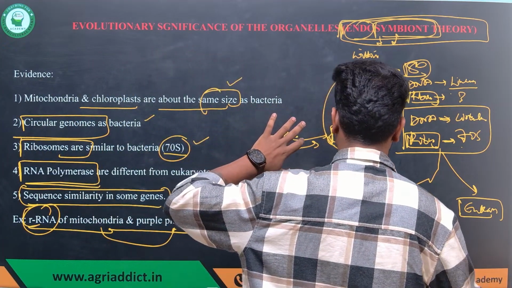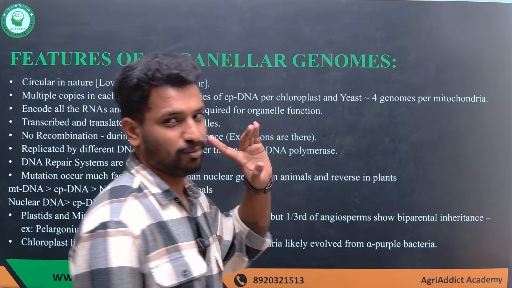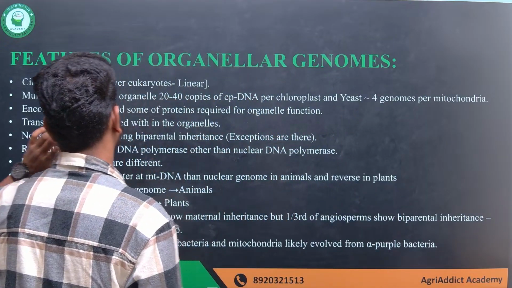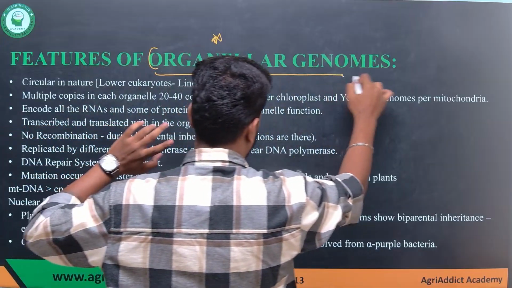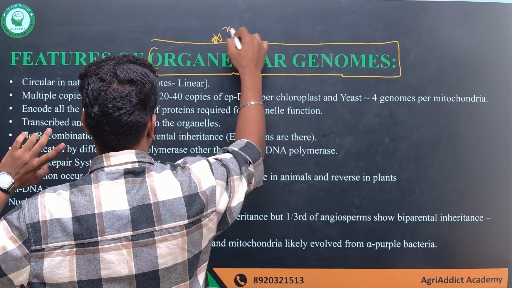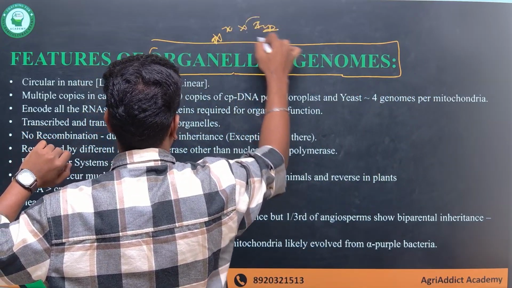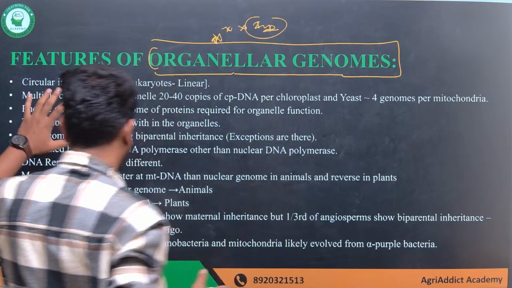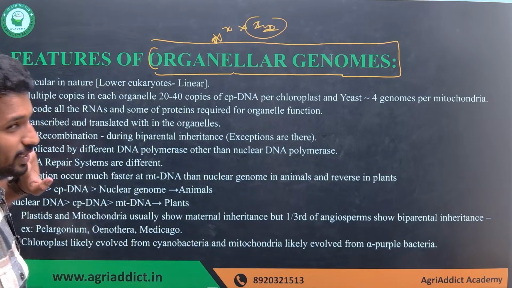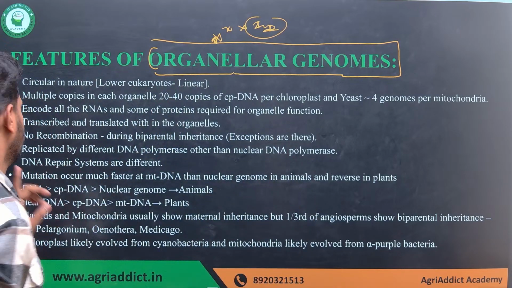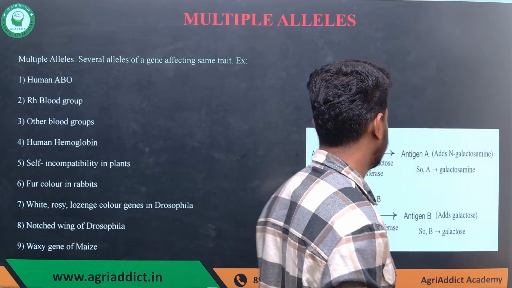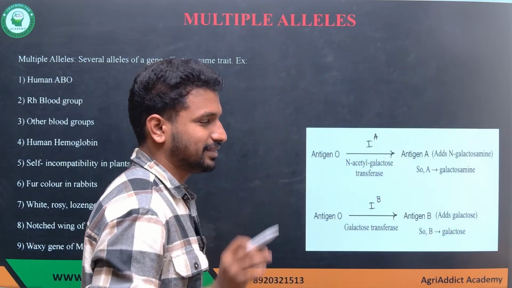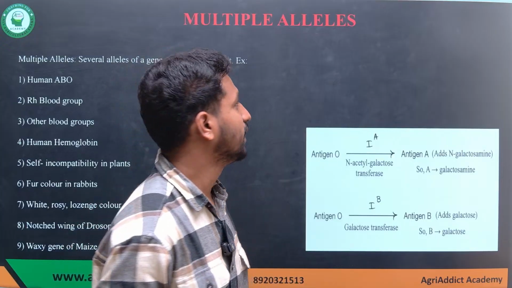So if any question is asked regarding this theory, you should be able to answer it. Next, the features of the organellar genes or genomes are also important. You can directly get this point in the exam. Make sure you read all these points once, try to understand each one of them and remember them before going into the exams. That's very important. I have almost discussed all of this in detail. So that completes your cytoplasmic inheritance.